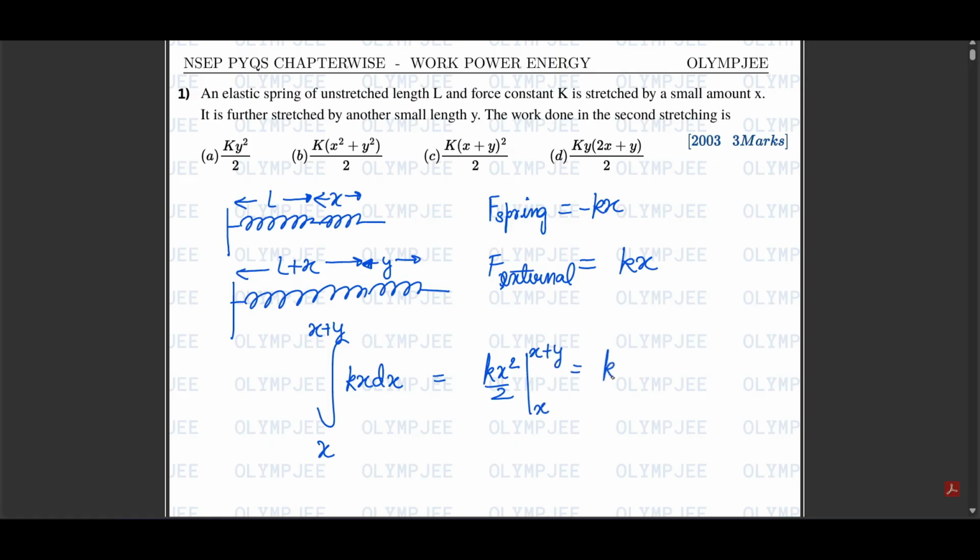So this will be k by 2 times x square plus y square plus 2xy minus x square. So minus x square and plus x square get cancelled, so we are left with k by 2 y multiplied by y plus 2x, which is equal to option D.